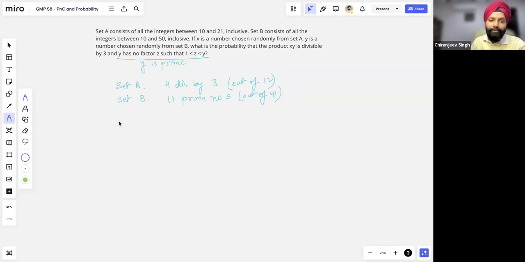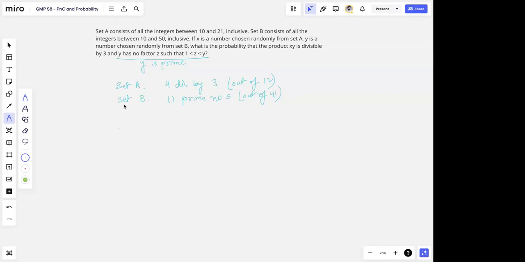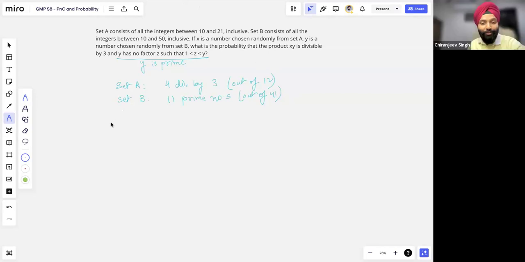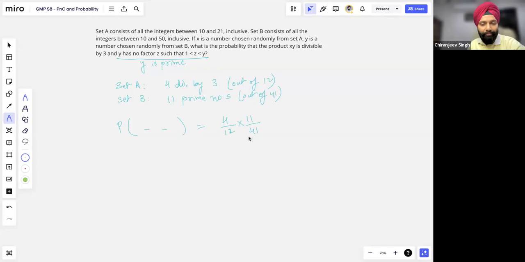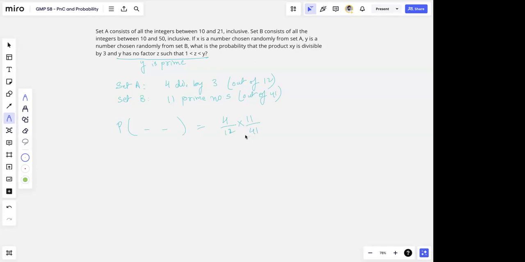Yeah, Nilesh, go ahead. Now, to calculate the answer, I had to do 4 into 11 divided by... Ideally, I wanted to do 12 into 41, but by mistake, I did 12 into 43. So, 4 into 11, 4 into 11, those are the numbers which will be divisible by 3 with that condition. So it should be 12 into 41, but I think I have done 12 into 43. So, that could be the mistake.